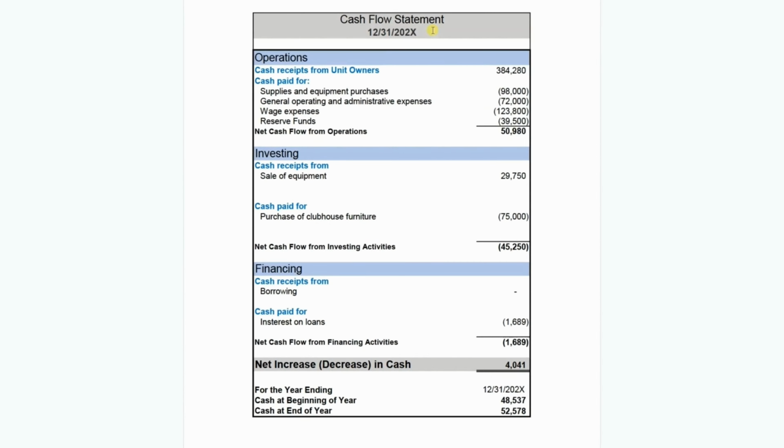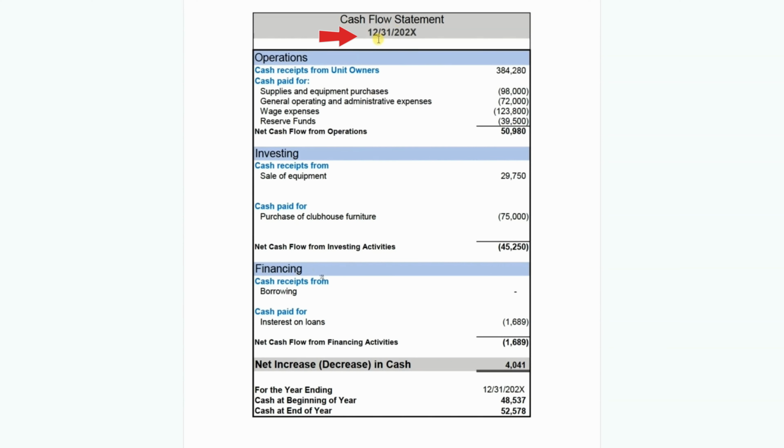The information and format of the cash flow statement are based on three key components of the association's financial activities: operations, investing, and financing. These three components provide a breakdown of the sources and uses of the association's cash during the period of time covered by the statement.